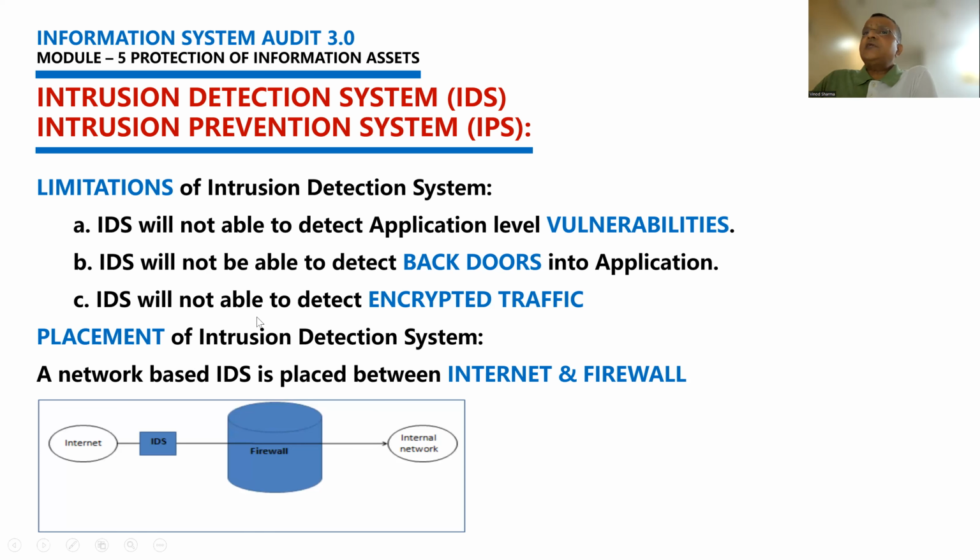Now, how do we place the intrusion detection system? The network-based intrusion detection system is placed between the internet and the firewall. Look at the diagram. You will have the internet as the outside network, then the intrusion detection system, then the firewall, and then the internal network. This is one type of placement, where you are using the intrusion detection system along with the firewall, which means it will complement the functioning of the firewall. IDS will make the firewall more effective, because IDS will generate alarms, red flags, which will be stopped by the firewall before the traffic moves into your internal network.